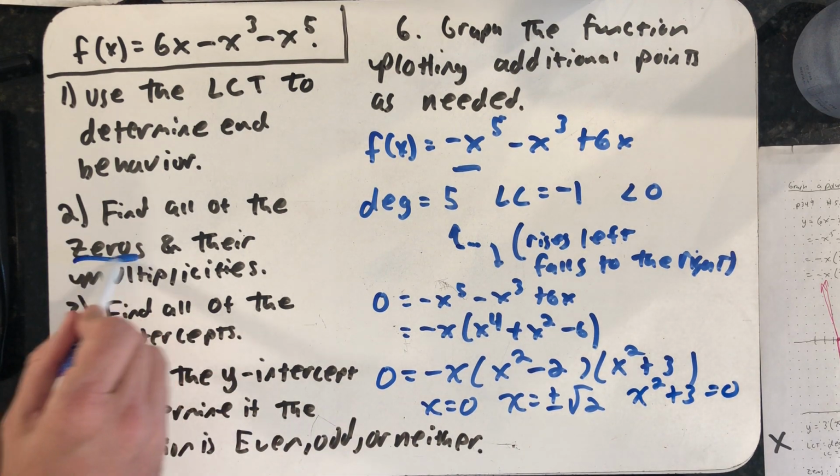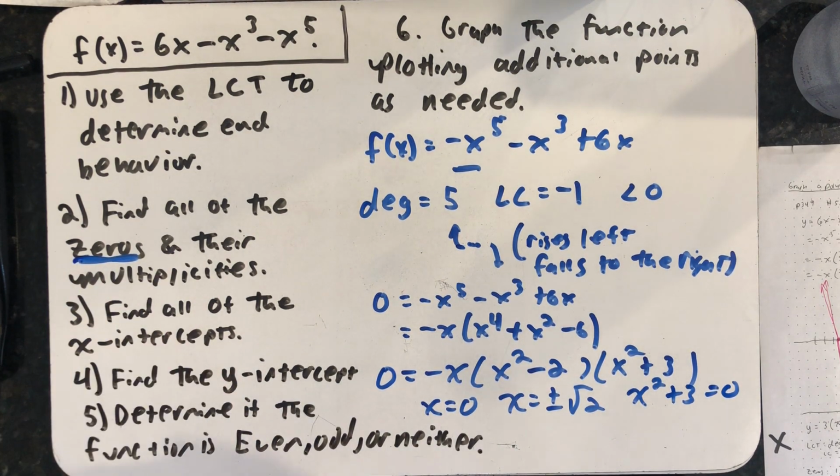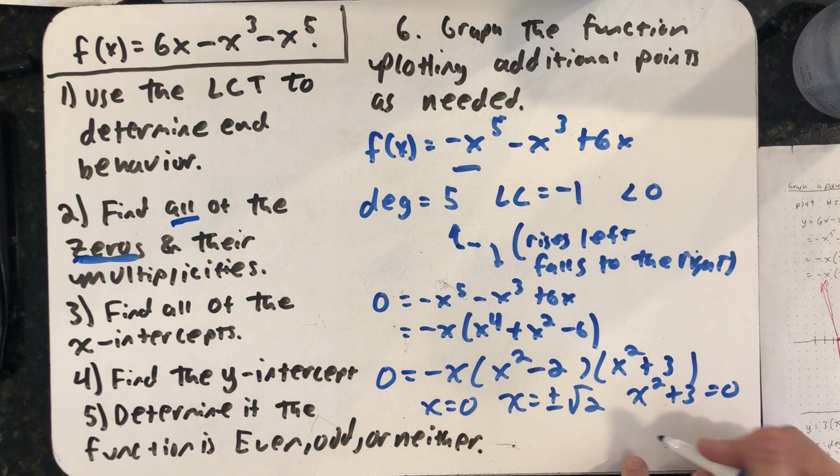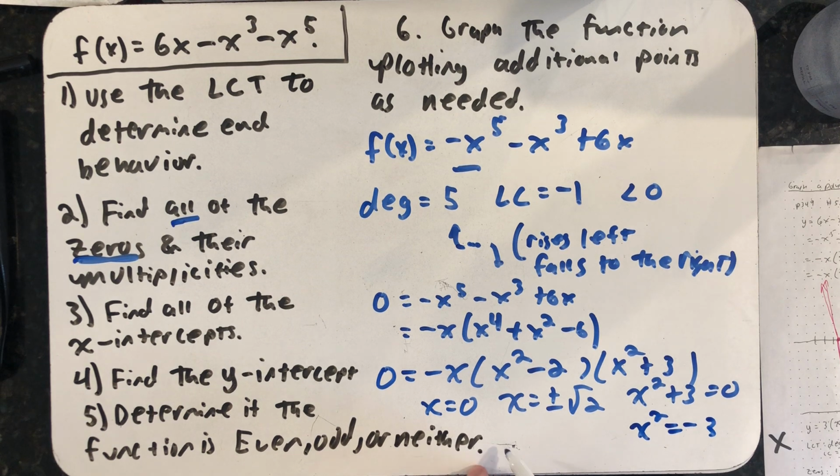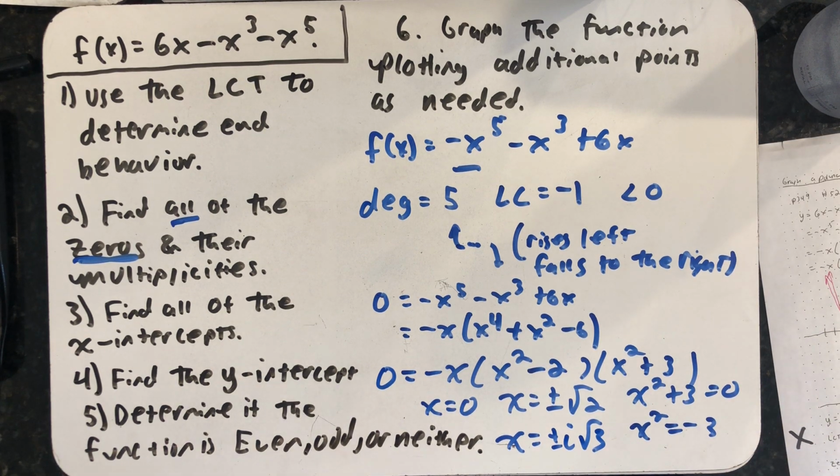And because I was asked for zeros, not x-intercepts, and I was asked to find all of them, I need to report the complex ones. So if I take 3 away from both sides, I get x squared equals -3, and I'll get roots that are complex. I'll get plus or minus i times the square root of 3, right? Because I'll get plus or minus the square root of -3, and I can bring the i out front. All right, so I have, let's see, 1, 2, 3, 4, 5 zeros in total.